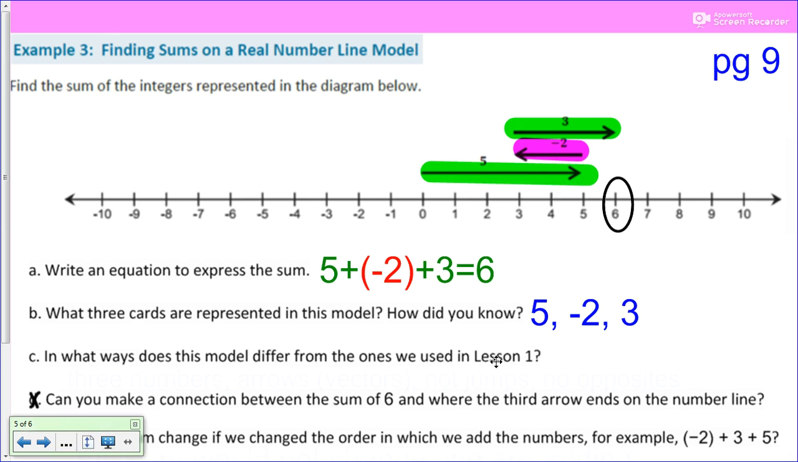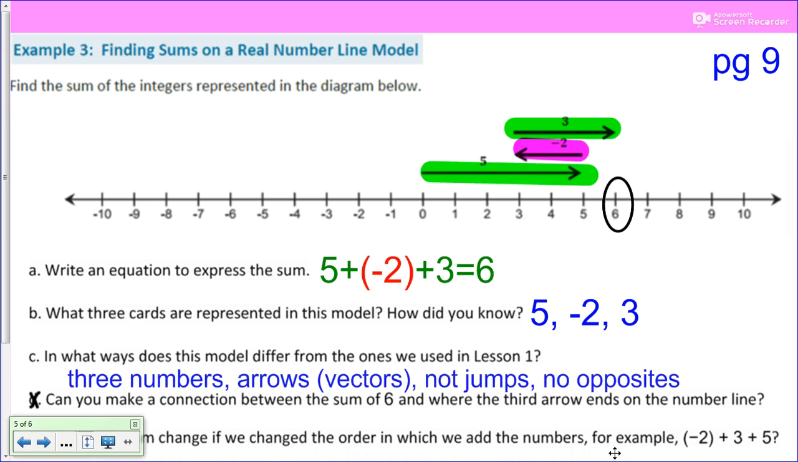In lesson number 1, we had a model where we were looking at integer cards, or integer game cards, and we then had to try and figure out the sum. This one is a little bit different because we have 3 numbers instead of 4. We have arrows, or those vectors, remember that's that key fancy vocab term, instead of the little hoppy loopy things that are jumps. And in lesson 1, we had the numbers 5 and negative 5, and they canceled each other out. We got back to 0 because they were opposites. This time around, we don't have any opposites.